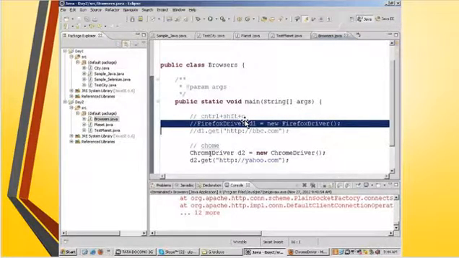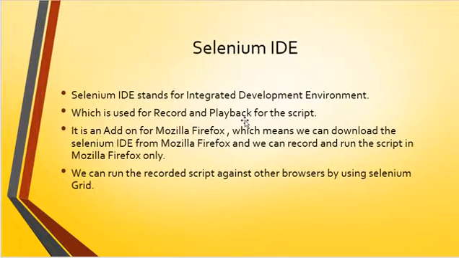Okay, so this has given you a clear idea what exactly is a web driver. So now let us move into the second component of Selenium, that is my Selenium IDE, which stands for Integrated Development Environment. That means there are different environments which we are integrating to develop a final product. Okay, so this IDE is mainly used for recording and playback of the script.